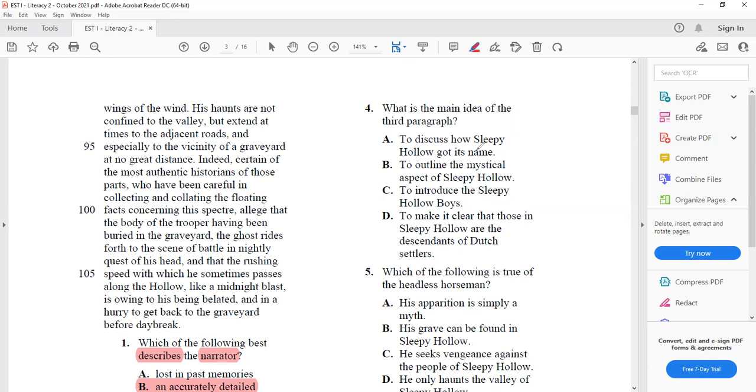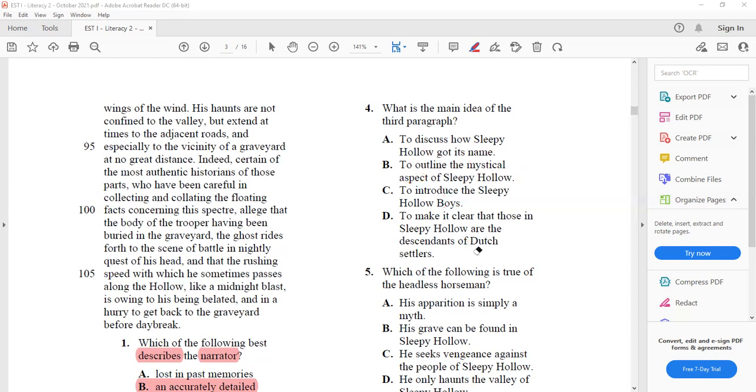So this is wrong. It outlined the mystical aspect of Sleepy Hollow. Mystical means the mysterious atmosphere, and said aspect of Sleepy Hollow, maybe. It's repeated many times. To introduce the Sleepy Hollow boys is only in one of the sentences, and it doesn't repeat in the whole paragraph. To make it clear that those in Sleepy Hollow are descendants of Dutch settlers is only in one sentence, not in another. So the answer is going to be B.